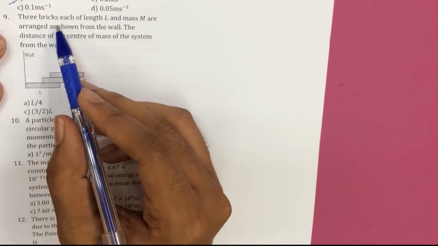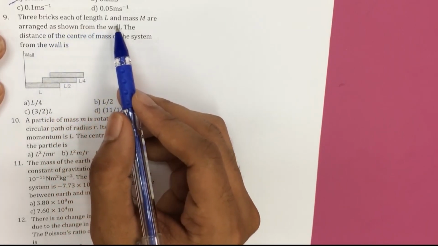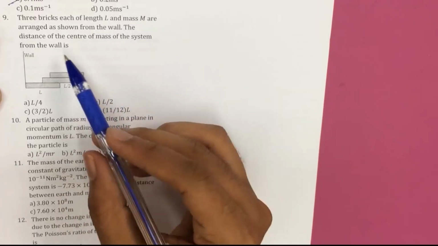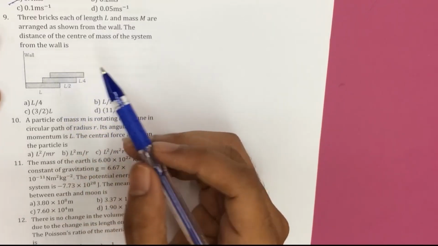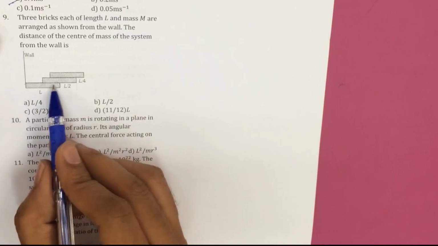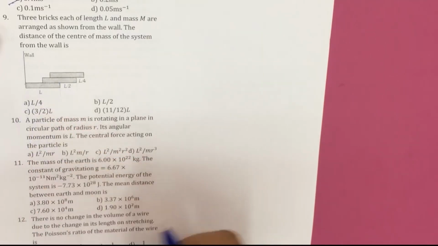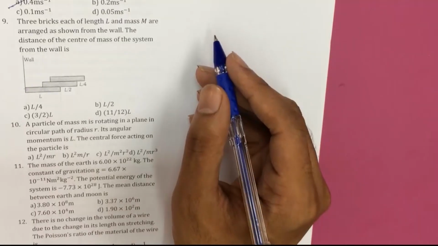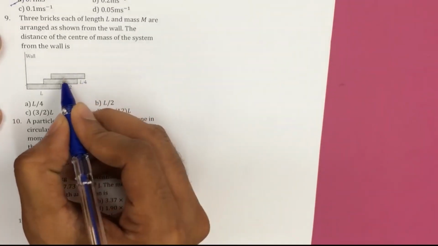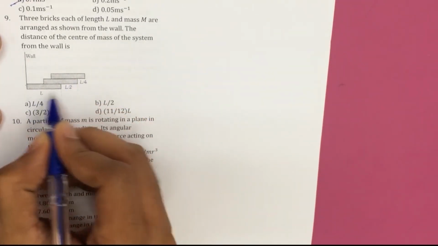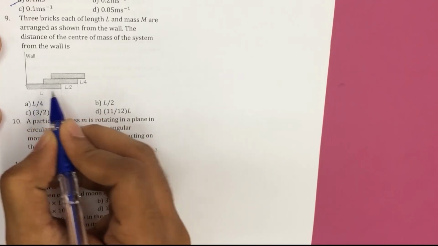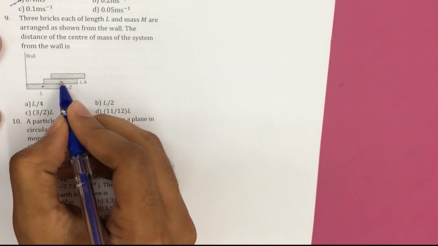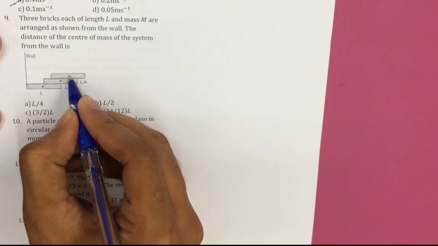Question 9. 3 bricks each of length L and mass M are arranged as shown from the wall. The distance of the center of mass of the system from the wall is. So we have to identify how far the center of mass of these 3 discs is from the wall. For the lowermost disc, the center of mass would be the center of the disc. Same way for the second disc it will be the center, and same way for the third disc.